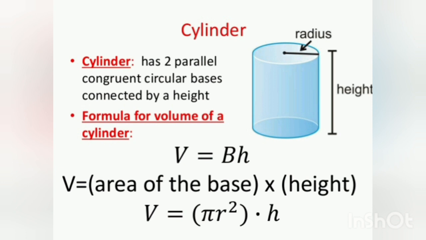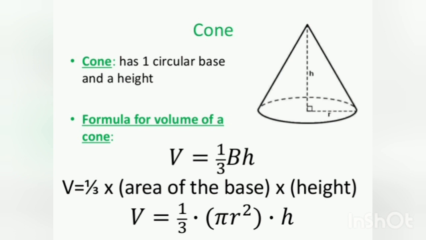To find the volume of cylinder, we know that it has two congruent circular bases. It means the top area and the base area are the congruent figures. So volume of cylinder is equals to base area into height, pi r square h. In the case of cone, it has one circular base. The volume of cone is equals to 1 by 3 bh. That is, volume of cone is equals to 1 by 3 pi r square h.